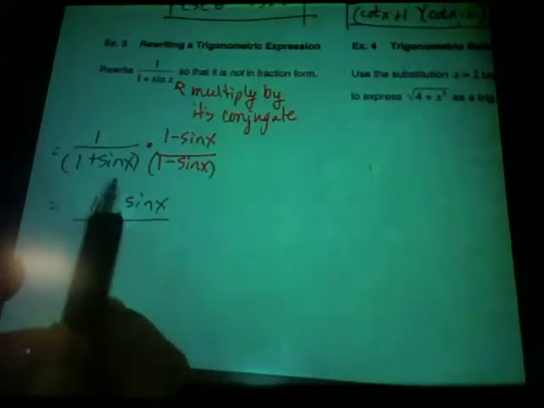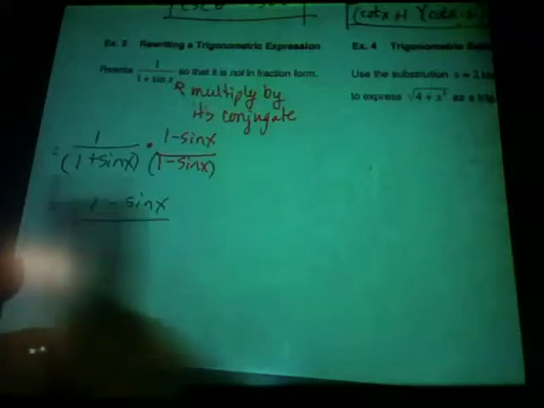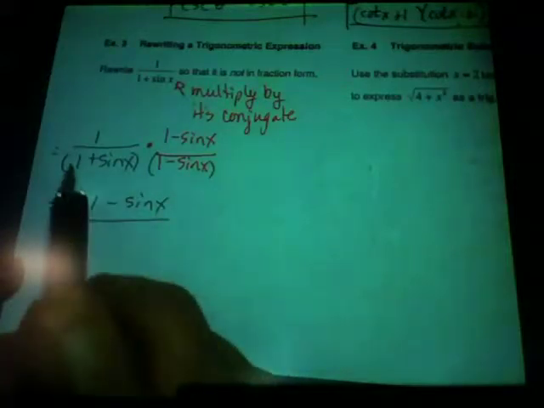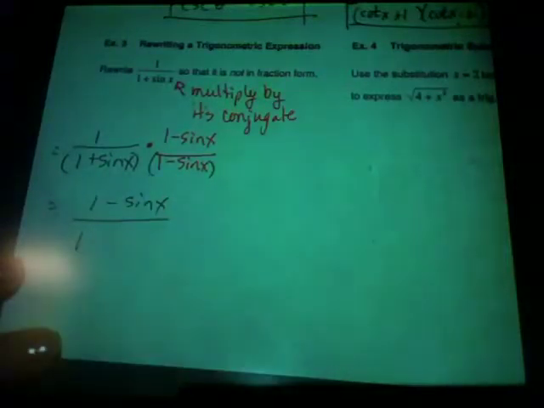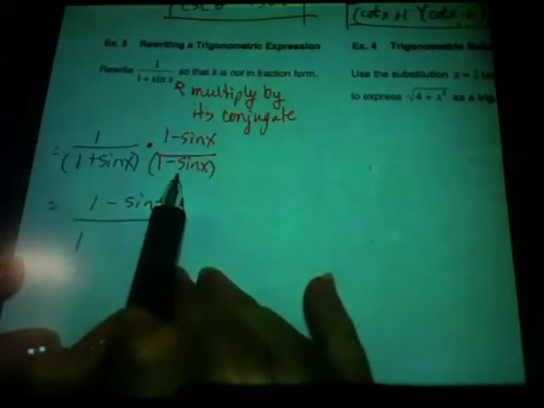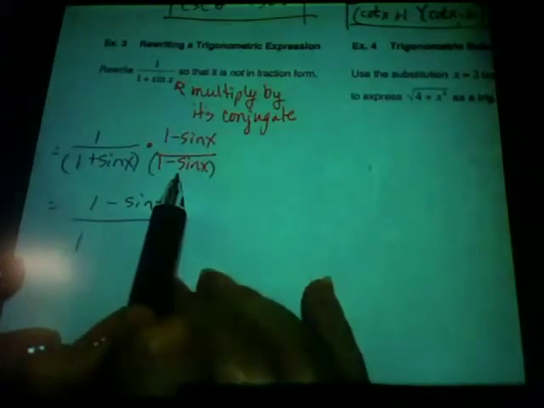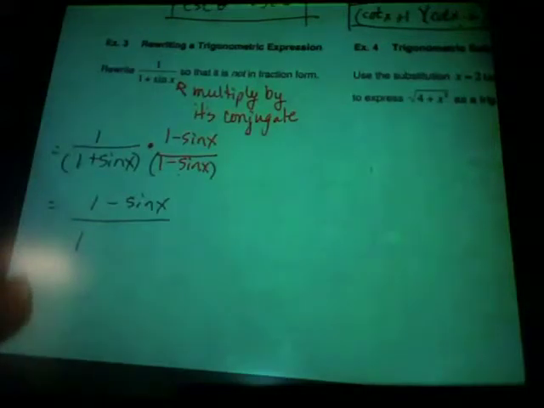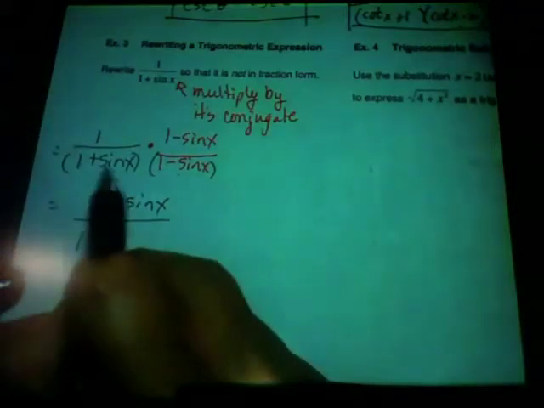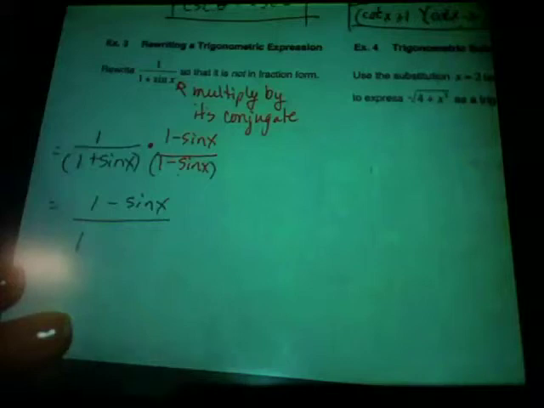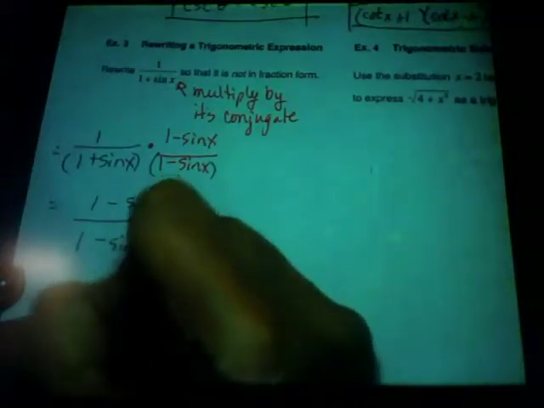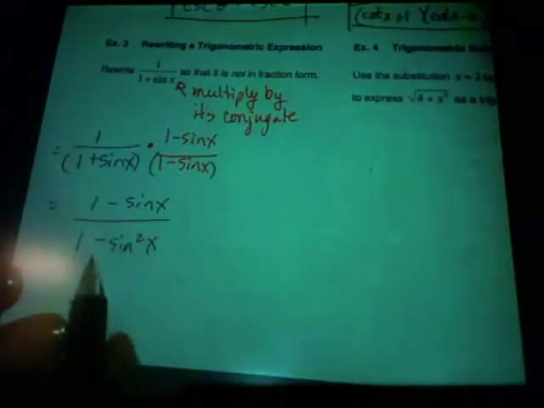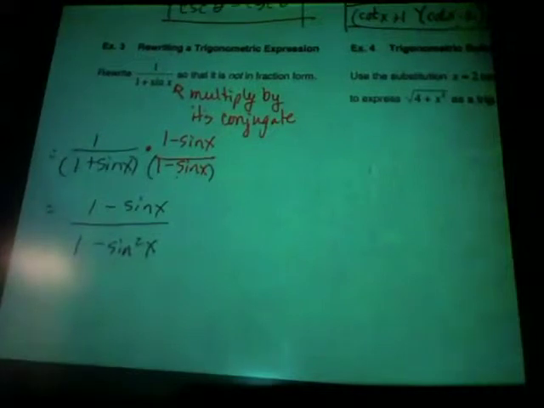If I use a squared minus b squared, this is a and this is b. If you want to FOIL this out, that's fine, but look what happens. 1 times 1 is 1. What's 1 times negative sine of x? Negative sine of x. What's sine of x times 1? Positive sine of x. Don't they cancel each other out? Okay. What's a positive sine of x times a negative sine of x? Negative sine squared of x. Isn't that a squared minus b squared? So you can skip that.